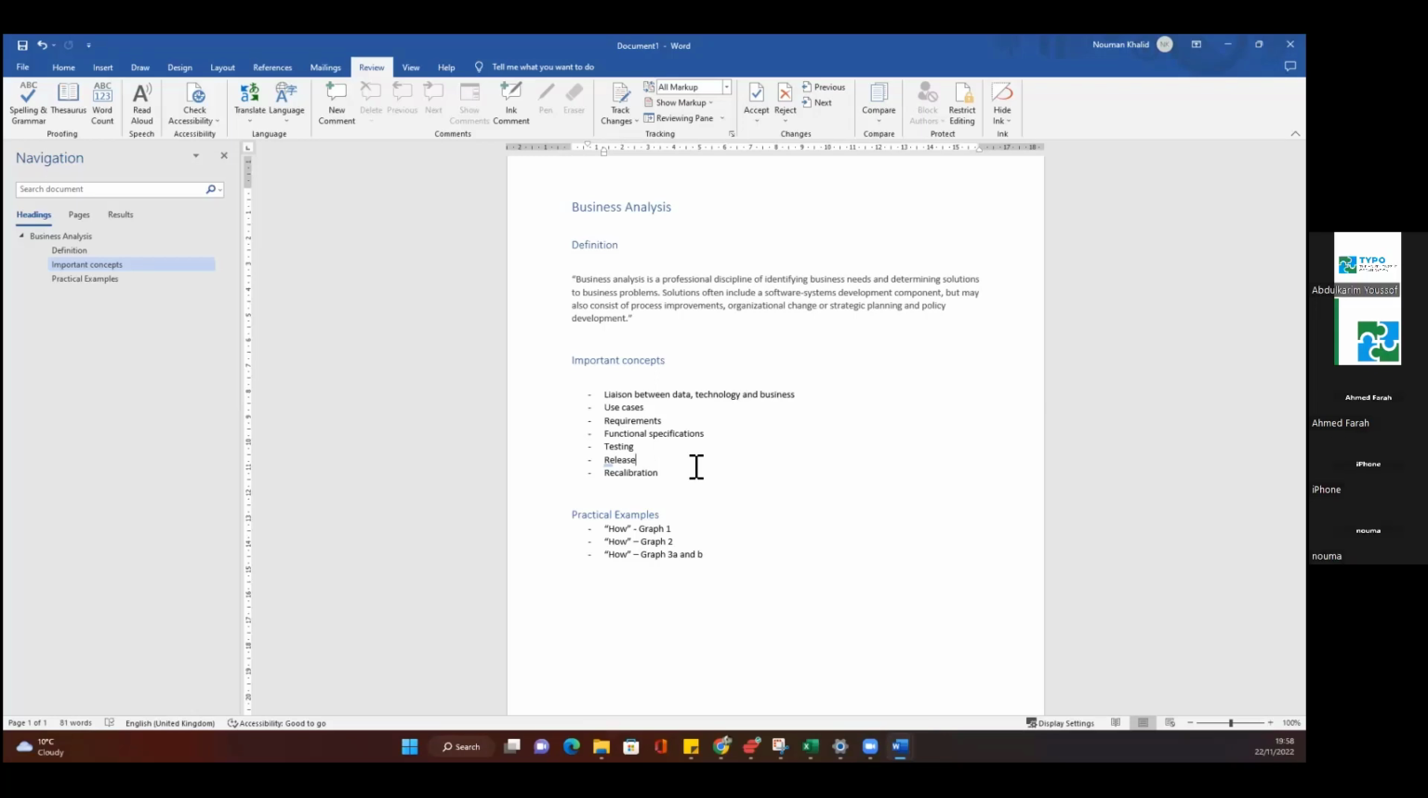So that's the release side of things, and then there's recalibration. So obviously there's ongoing work. Once there is a solution that's put forward, that solution may not necessarily prove the concept.